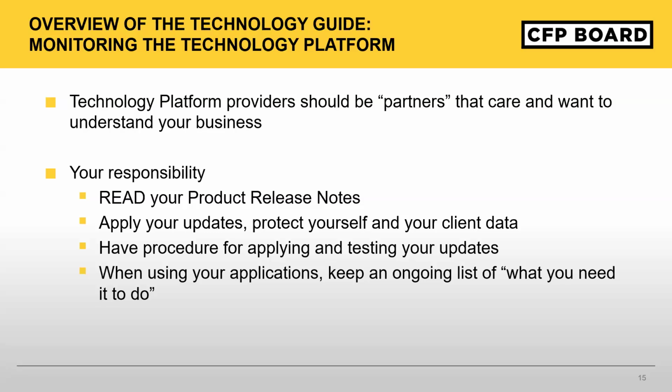And it's good to have a procedure for applying and testing those updates so it gets done on that routine basis and you're not caught off guard without something being patched correctly. And also when using your applications, keep an ongoing list of what you need it to do, what maybe it doesn't do, so that when you are doing those annual demos to get updated or you're talking with a peer network or with a message board, you have a list of those things that you've been engaged in the solution, you've used it, but it's just not doing what you need it to do. Having that list readily available will really help you in the conversations and help you, again, move forward in those things that you're looking for that solution to do.